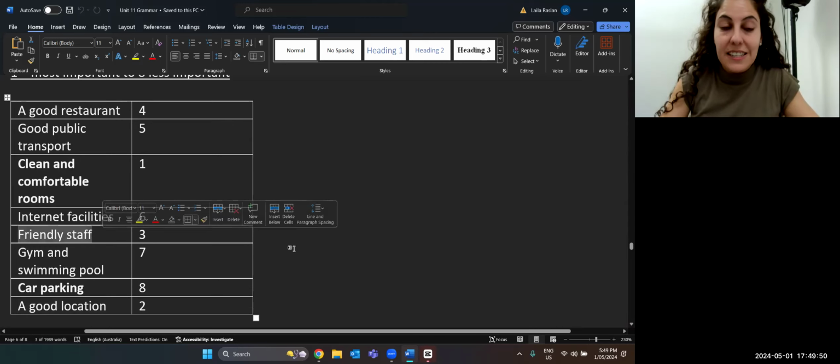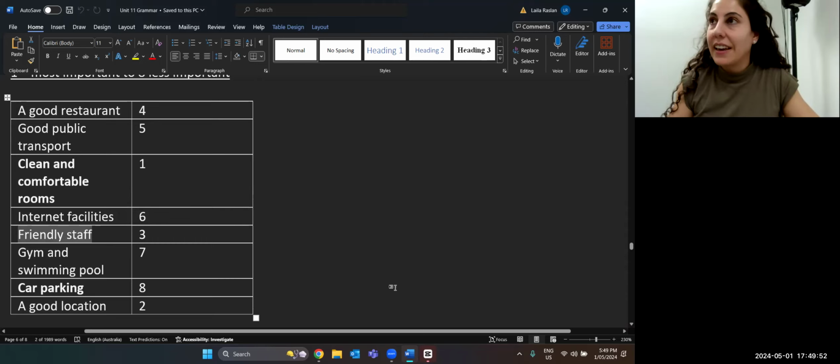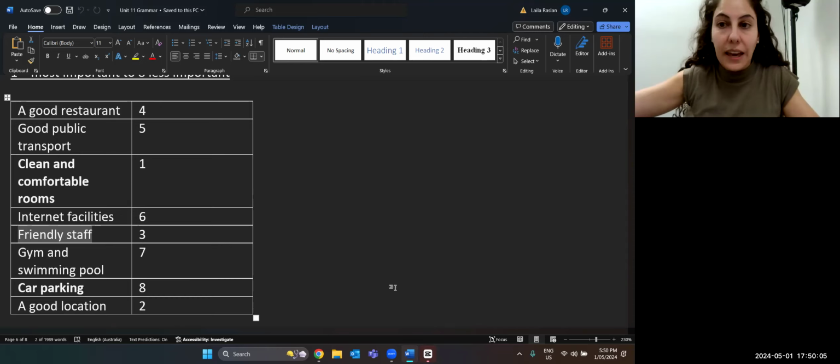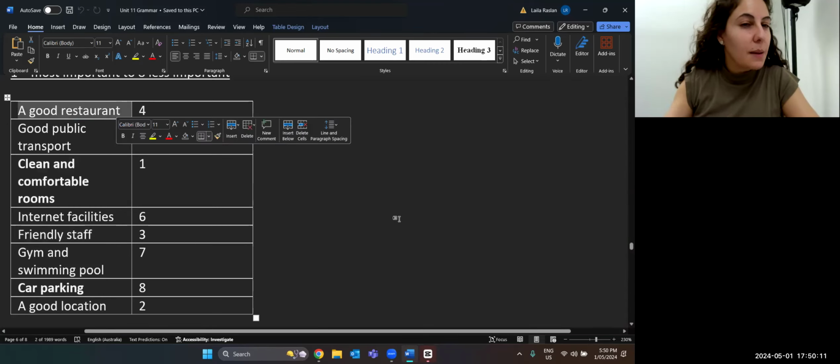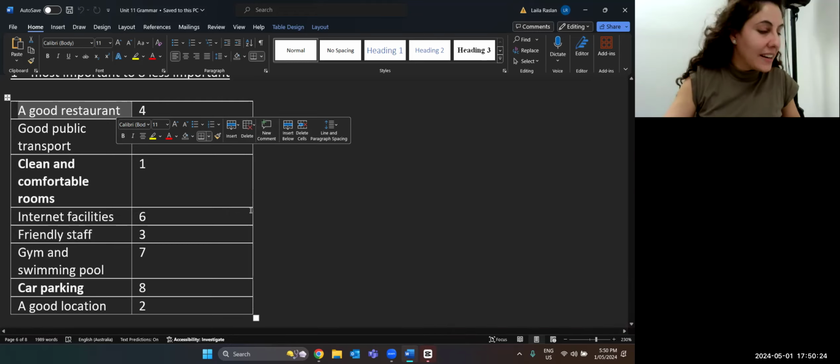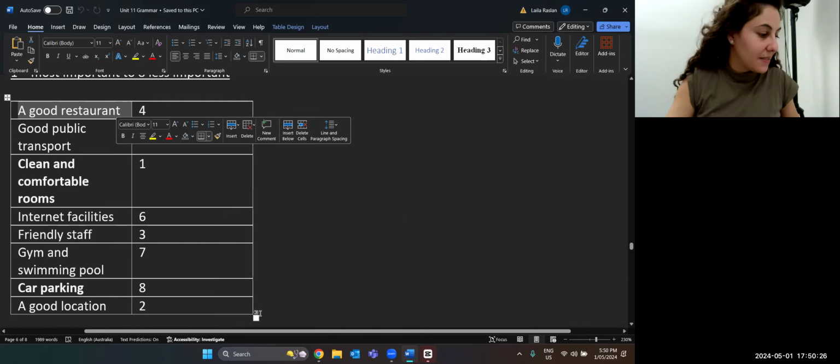For me, number 3 is friendly staff. If I want to ask a question, if I need some help, I want to make sure the people that work in the hotel are very nice. I can ask them a question, they can help me. Maybe I need to ask them, how can I go to this location? Number 4, a restaurant. Sometimes I eat outside the hotel, but sometimes it's nice to wake up in the hotel and have breakfast there. And then you can start your day going out. Okay, so just put 1 to 8 for your answers.